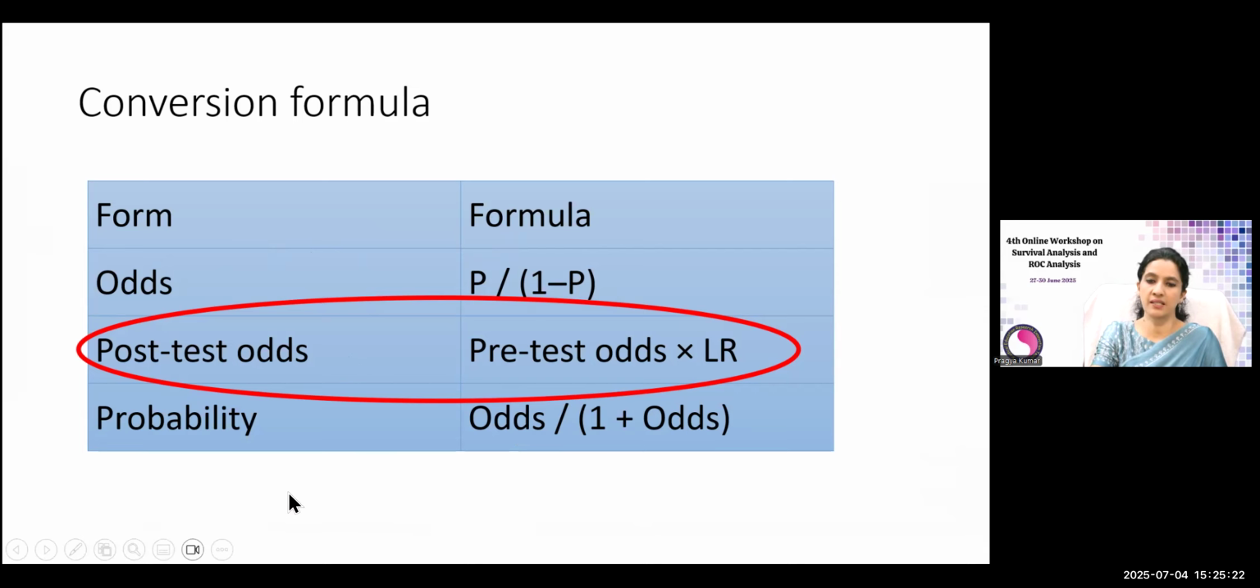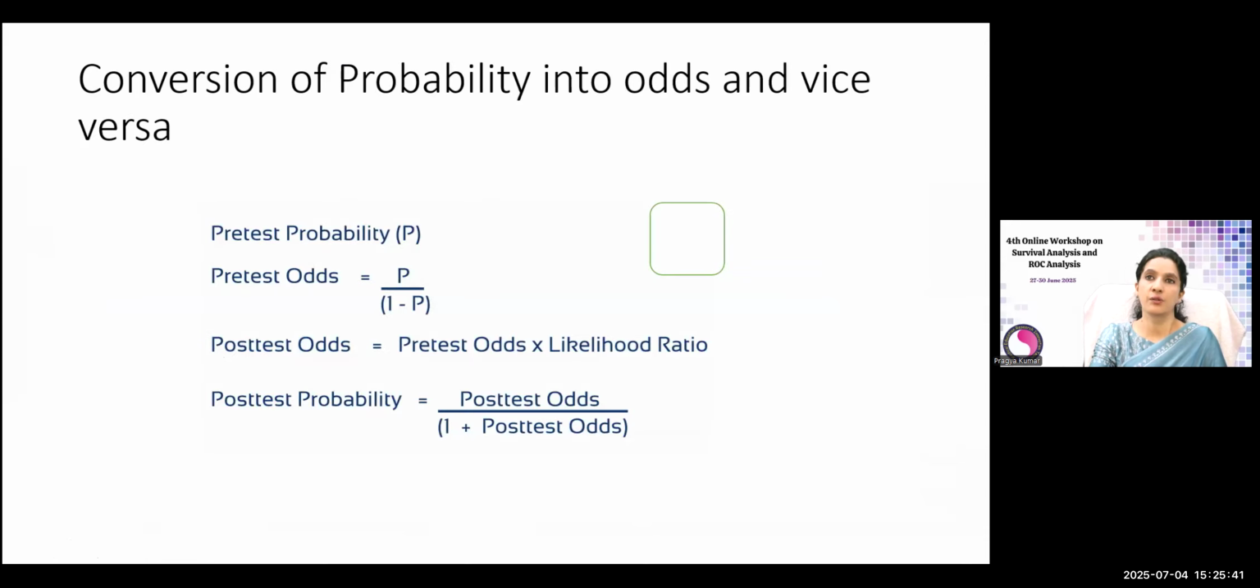So generally, this is an important formula: post-test odds is equal to pre-test odds into likelihood ratio. So what is this post-test odds? You first calculate post-test odds and then through post-test odds you calculate the post-test probability. So this is again the same thing which we have seen. How do you do this?